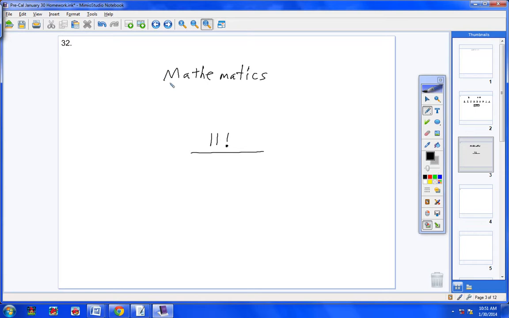M, I'm going to cross them off. We have 2 M's. We have 2 A's. We have 2 T's. 1 H, so we don't care about the H. 1 E, 1 C and 1 S. So this is how the problem should be set up.